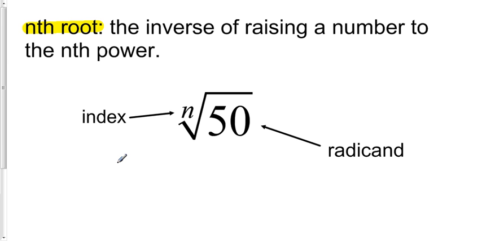So if I raise something to the 5th power, the inverse is taking the 5th root. Or if I raise something to the 8th power, the inverse is taking the 8th root. So here's an example where I've got an nth root of 50. That little number in front of your square root sign is called the index. If you don't see an index, it means we've got the square root. If the index is 3, that's the cube root. If the index is 4, that's the 4th root, and so on.